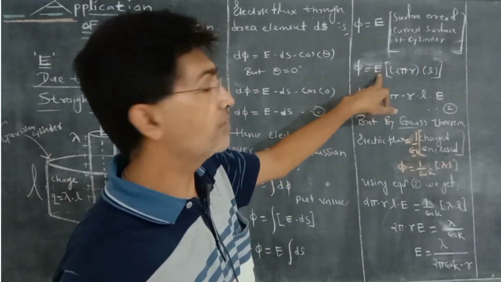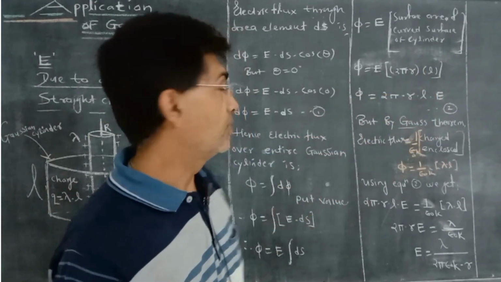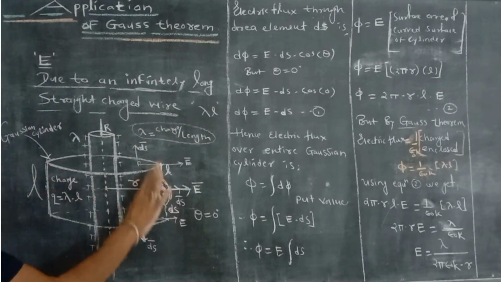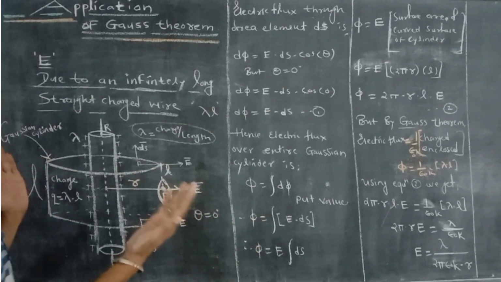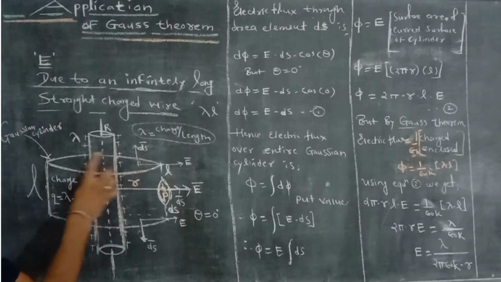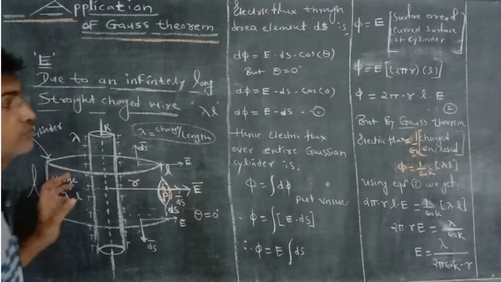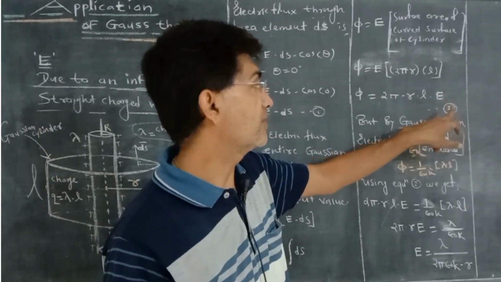So phi is equal to E 2 pi r L. Why 2 pi r L? Because it is a curved surface. If you cut the curved surface and open it, it will look like a rectangle. So we have taken the circumference of this cylinder, which is 2 pi r, and the length is L. So 2 pi r L will be the area of the curved surface, into E. This is equation number 2.